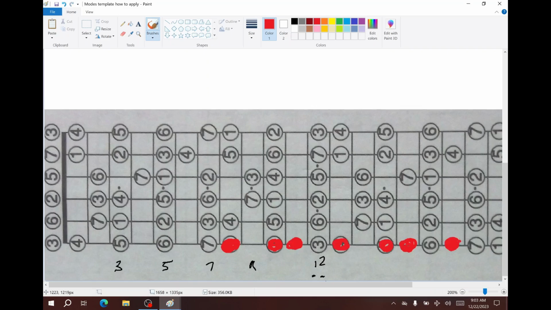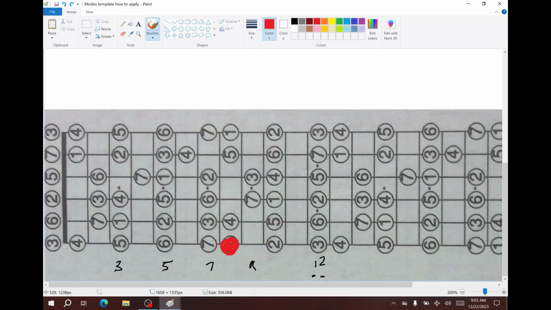Let's look at a couple others here. I'm not going to do as many as the major because we understand how the major one works. So 3, 4, 5, flat 6, flat 7 and 1. So there's the minor scale. And then for all you mega pentatonic fans out here, the minor pentatonic, you'll recognize this scale.